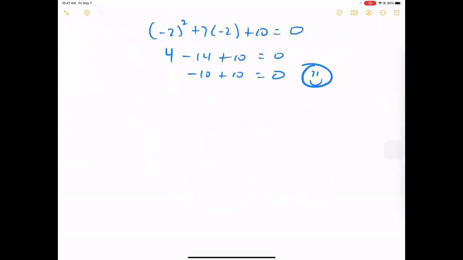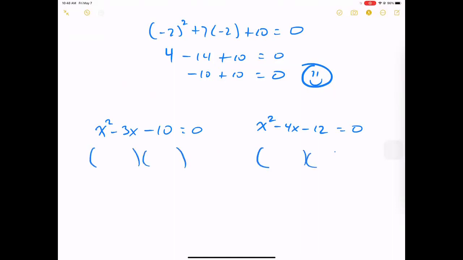Now let's try another problem. Let's go ahead and have you guys try these two problems. X squared minus 3x minus 10. And our next problem is x squared minus 4x minus 12. Can you think of two numbers that multiply to become 10? Can you think of two numbers that multiply to become 12? That would give us our respective 3 and 4.